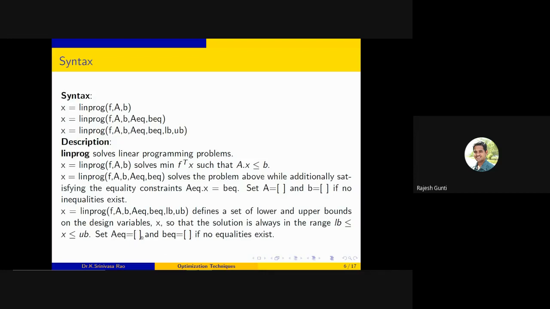A equality is empty, B equality is empty. If you take a problem, we can easily understand what A equality is. A equality is a matrix, B equality is a row matrix. Everything I will explain with the problem.